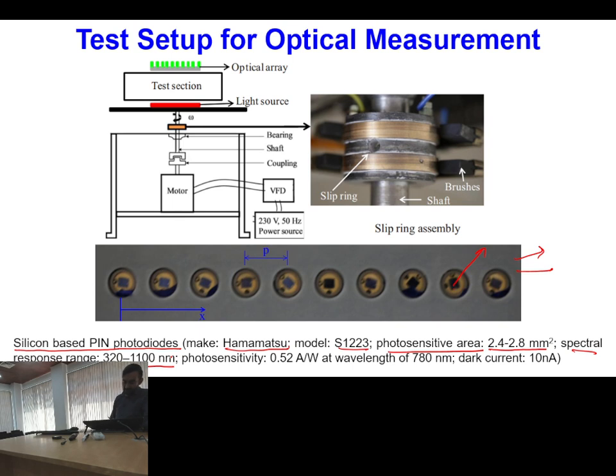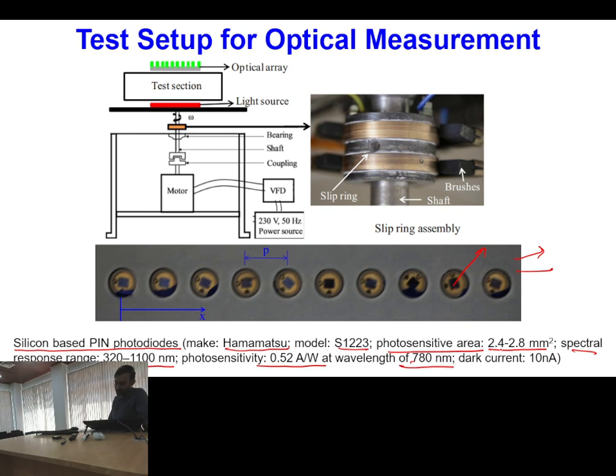Okay. And photosensitivity is 0.52 amperes per watt at a wavelength of 780 nanometers. So it means that if there is one unit change in the wattage of the power, the change in current will be 0.52. Okay, and typically this is rated at a wavelength of 780 nanometers, and if you move away from this, then you will have less generation of current.